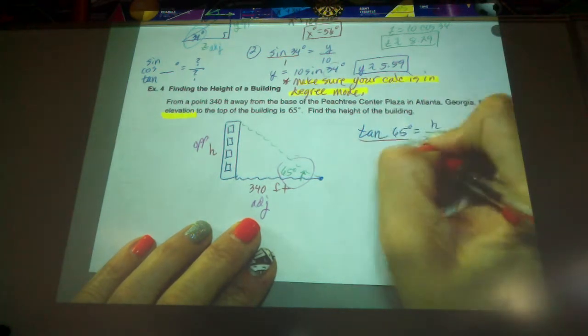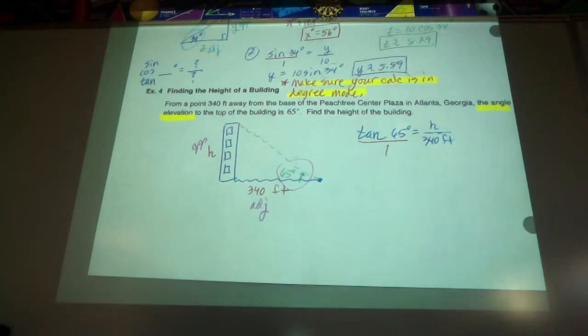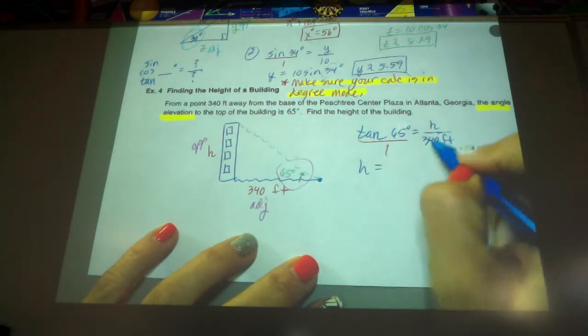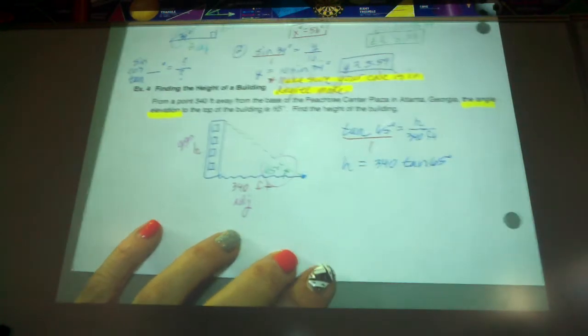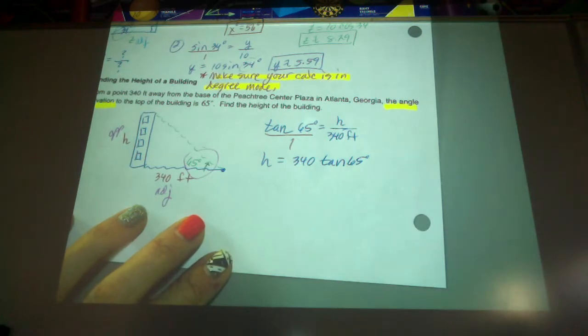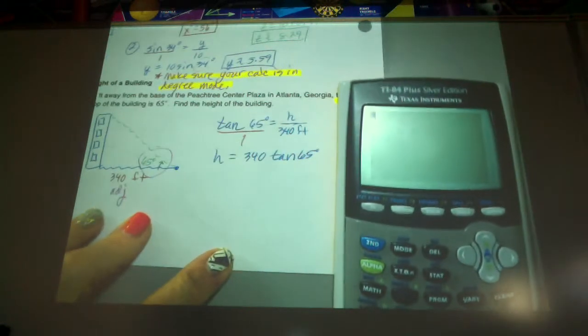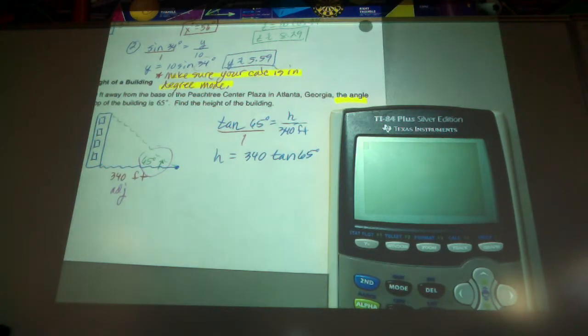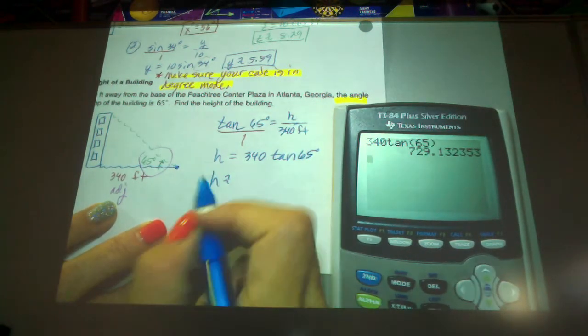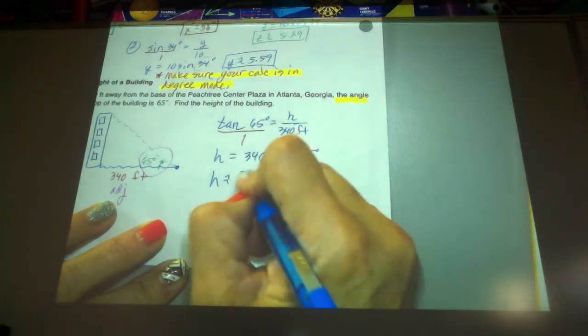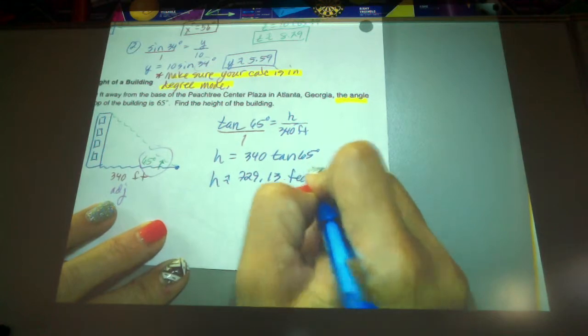So I will turn this into a proportion, so h over 1. Cross multiply and solve. 1 times h is h equals 340 times the tangent of 65 degrees. So again, my calculator should be in degrees because I just had it in degrees. But if you're not sure, you can check. So 340 times the tangent of 65. So h ends up being, I'm going to round to 2 decimal places, 729 point what? Yes, 729.13, and that's in feet.